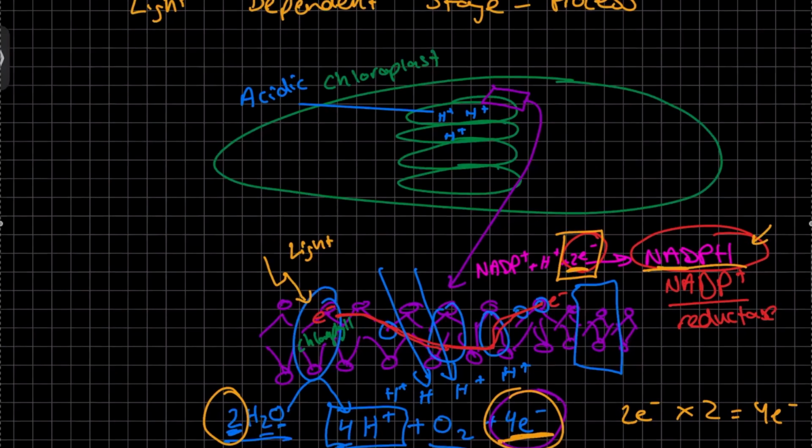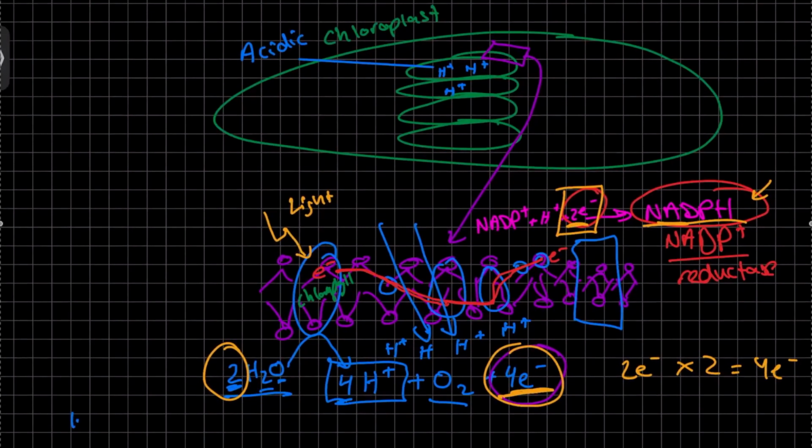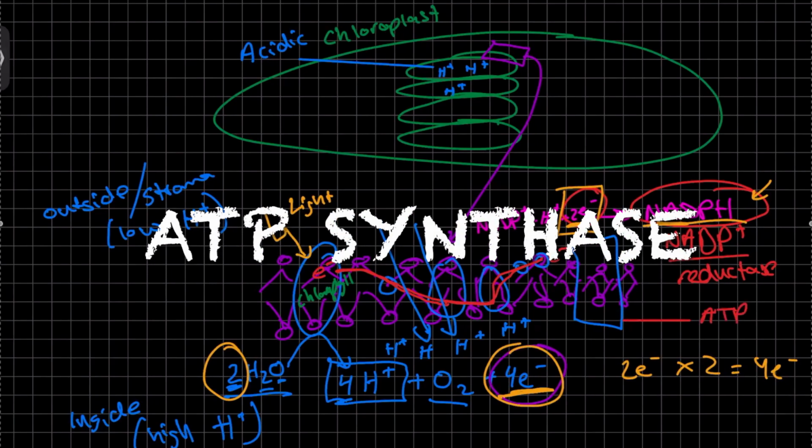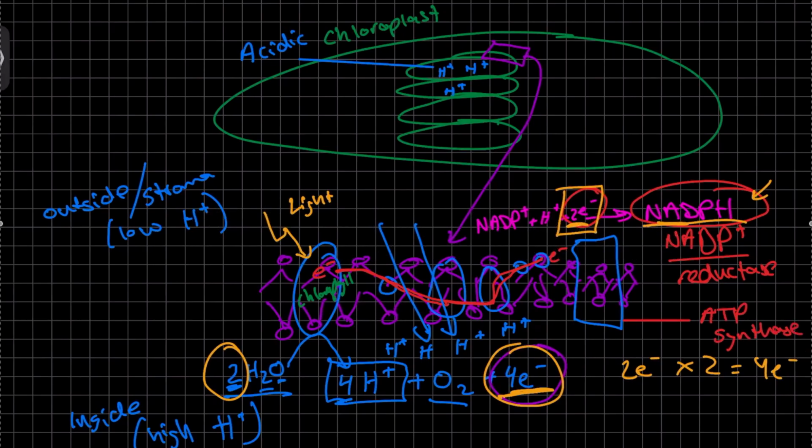This gradient of hydrogen ions is very important because the inside of the thylakoid has a high concentration of H+, but the outside, so the stroma area, has a low concentration of H+. This is important because we have another very important protein located within our thylakoid membranes, and this protein is known as ATP synthase. Our ATP synthase is responsible for catalyzing the reaction of ADP, so turning ADP into ATP.